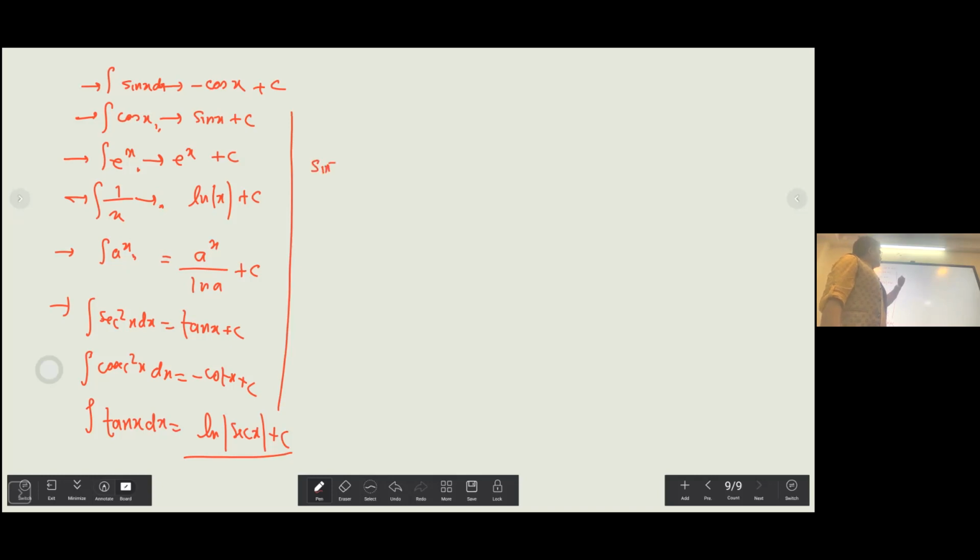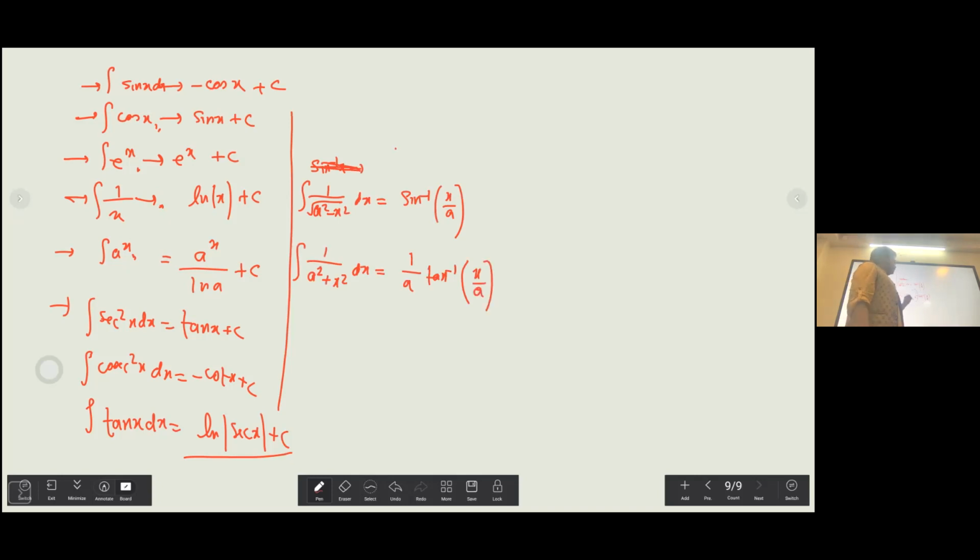Integration of 1 upon root of a square minus x square is sine inverse of x over a. Integration of 1 upon a squared plus x squared is 1 upon a tan inverse of x upon a. So don't forget the difference that there is no 1 upon a in the sine inverse function.